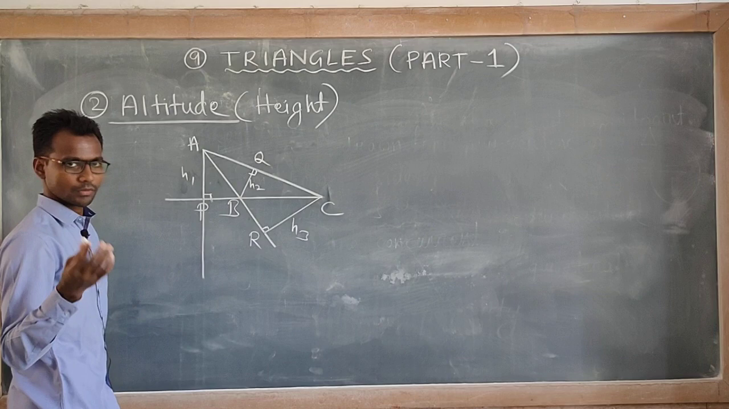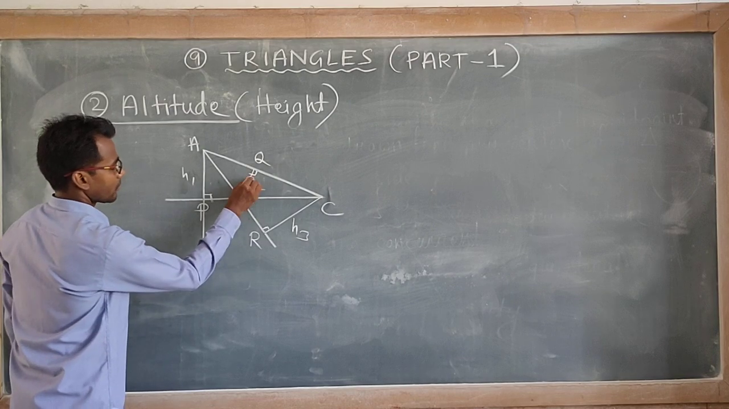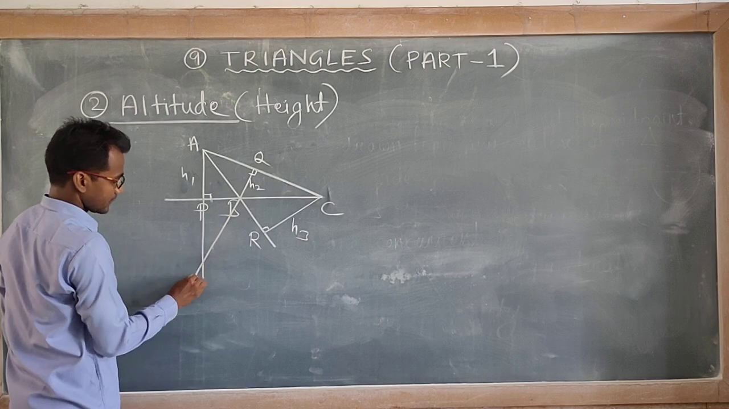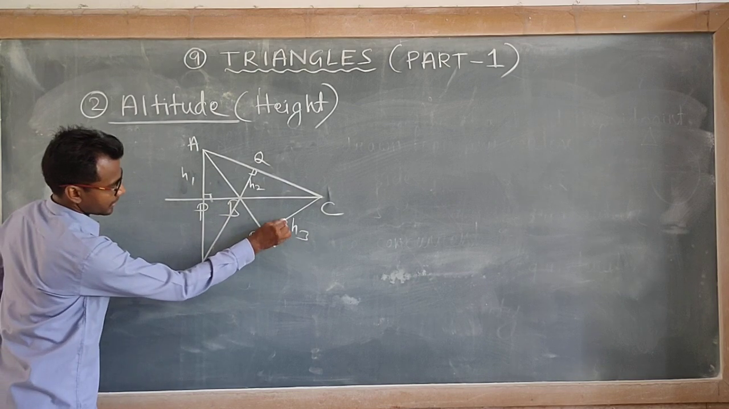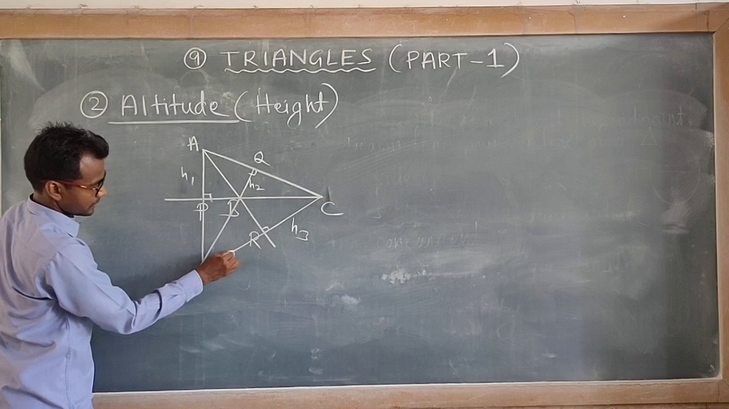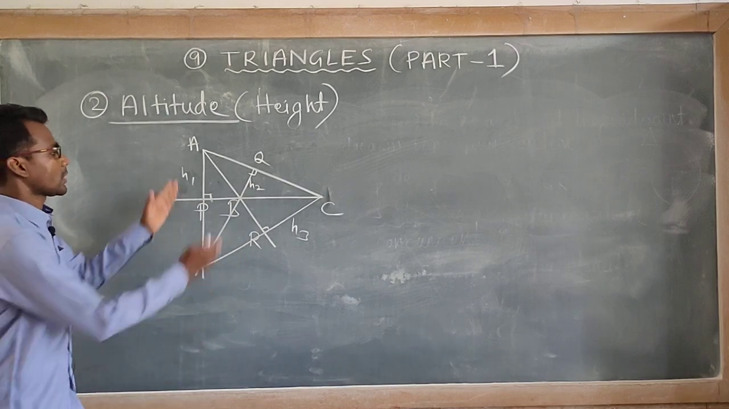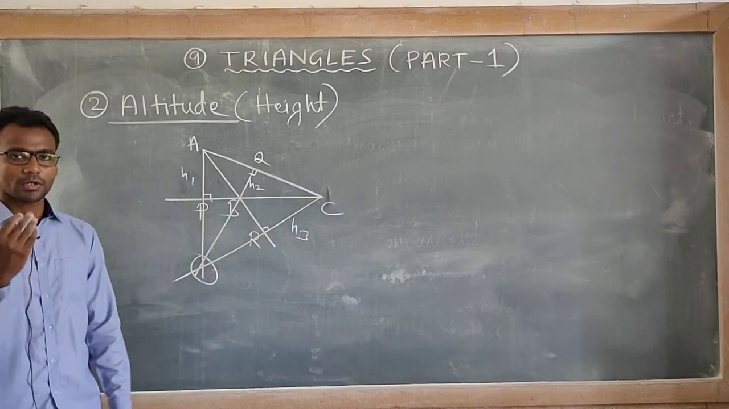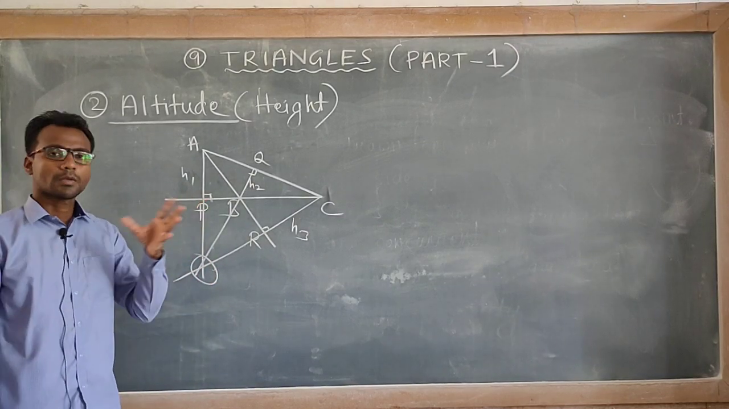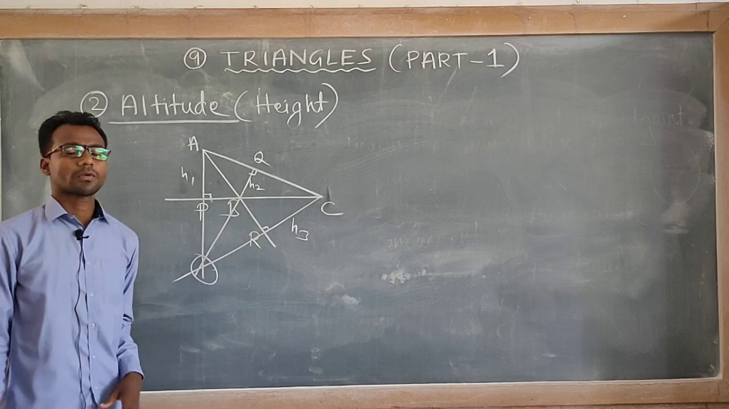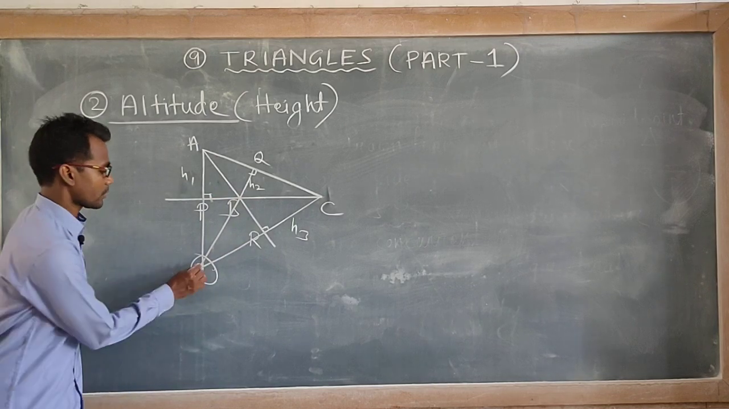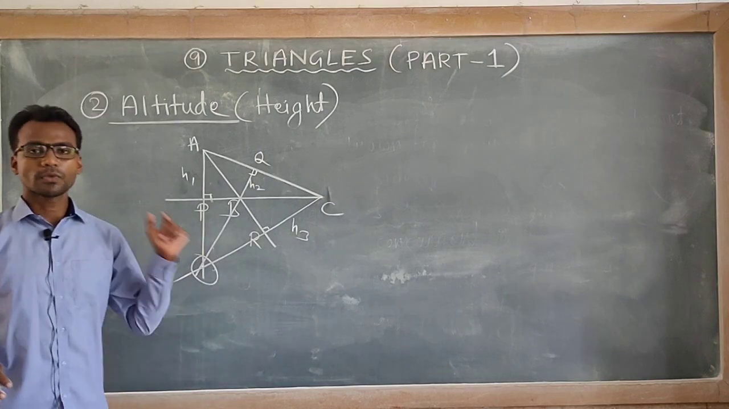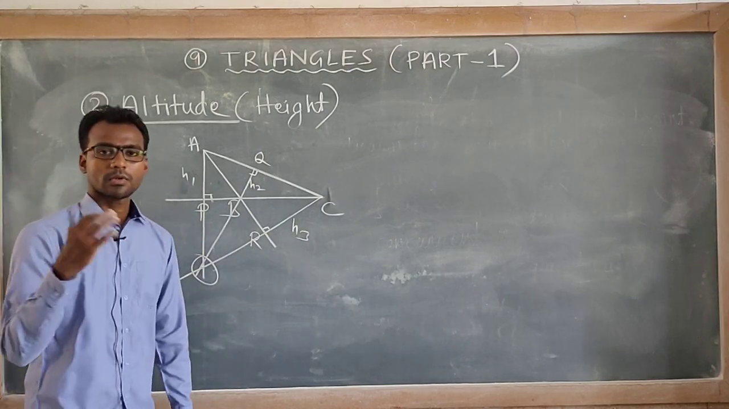You know how to draw altitude using compass. Now produce the second altitude like this. Ready? Produce the third altitude. So if you produce the three altitudes, my one is not accurate, I have drawn roughly. If you draw accurately, three altitudes will always be concurrent. This point will be called orthocentre. Okay, this is for obtuse triangle. Now let us move to right triangle.